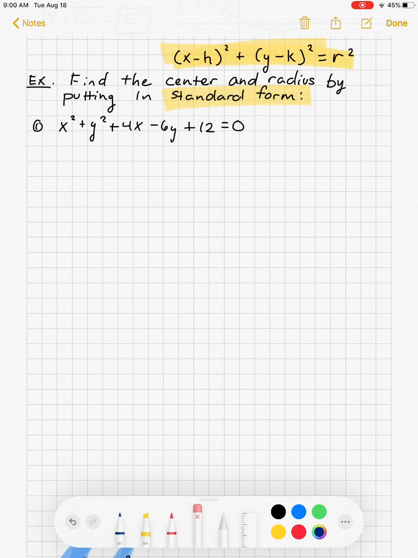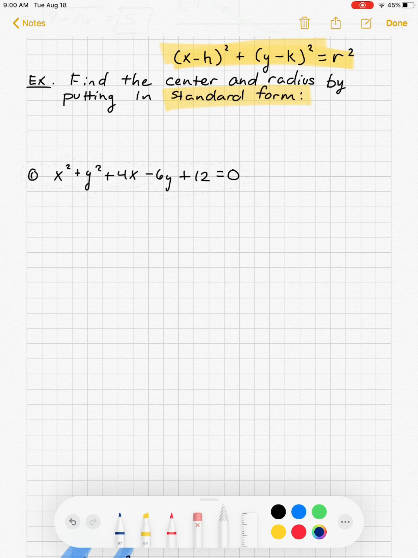Now, how do I put a circle in standard form? I have to follow a process. We're going to use this technique in a few different contexts. I do this using a process called completing the square. There are a few techniques, a few ways to do this process. So I'll go through and write out some of the steps.